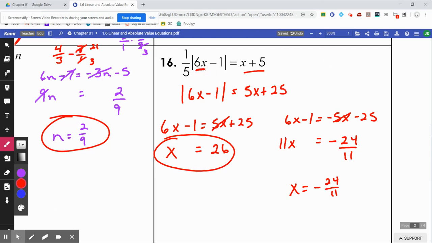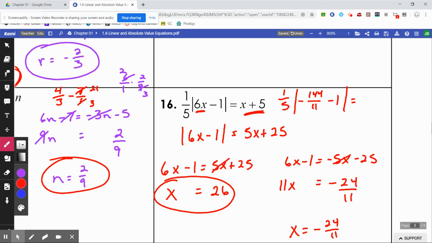So we got to do 6 times negative 24 11ths. Nothing cross cancels there. So that would be negative 144 11ths. We got to subtract 1 from that. And does that equal, we got to do negative 24 11ths plus 5. Let's come up here and do that. Negative 24 over 11 plus 5 over 1. Let's multiply top and bottom by 11. That gives me an 11 on bottom and a 55 on top. And that would be a 31 over 11.